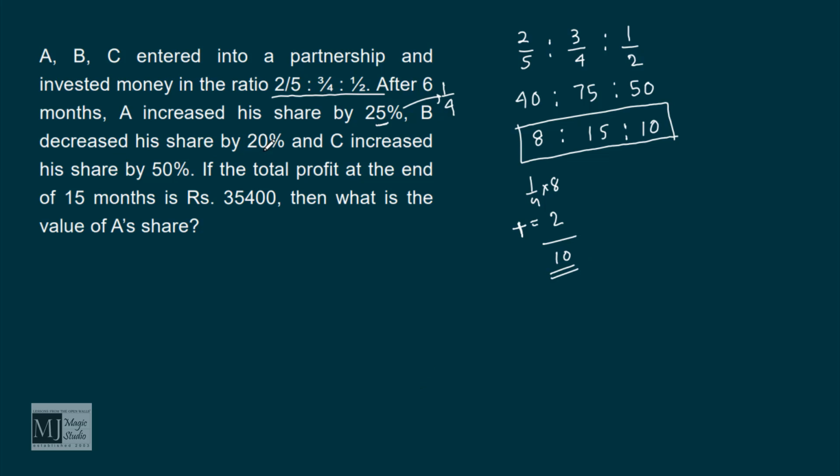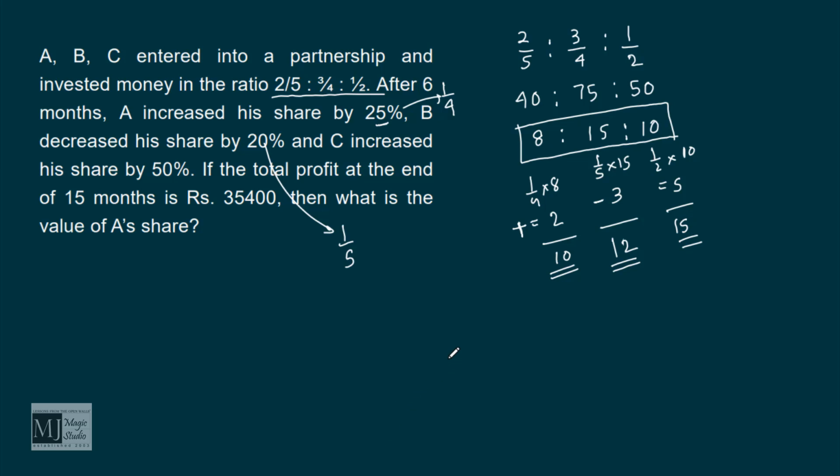B decreased his share by 20%. 20% means 1 by 5. So 1 by 5 of 15 is 3. B has decreased his share, so now his new investment is 12 units. Mr. C increased his share by 50%. 50% means half. So half of 10 is 5. So now the new investment by Mr. C is 15 units.